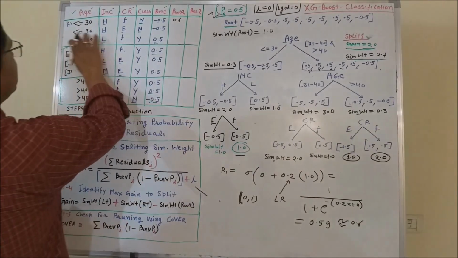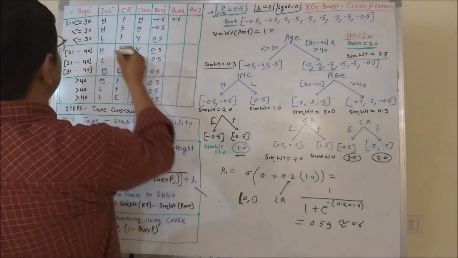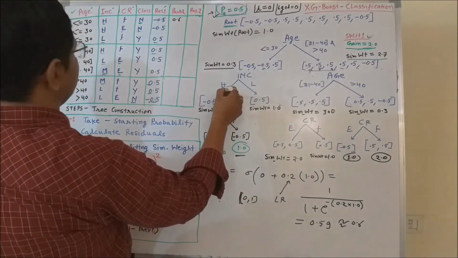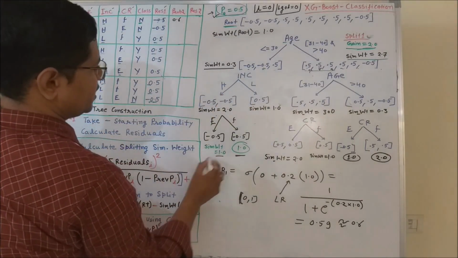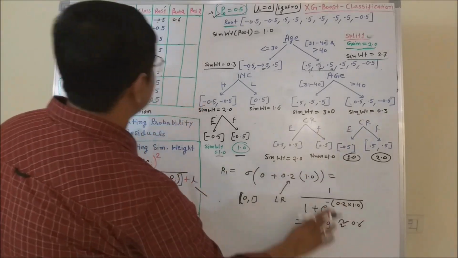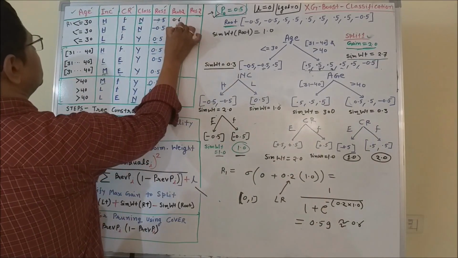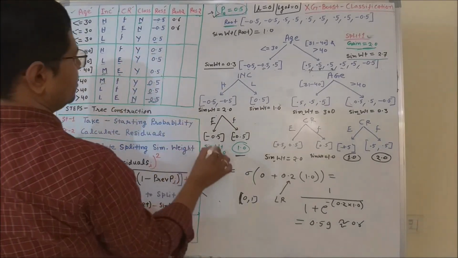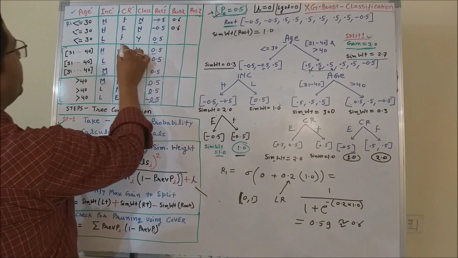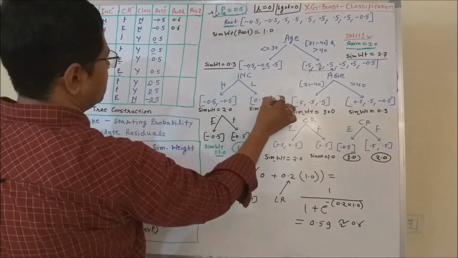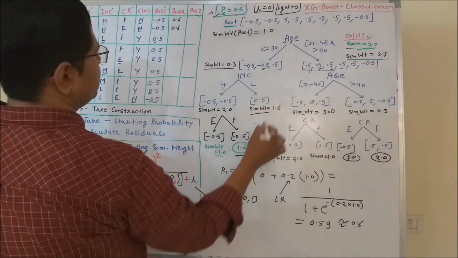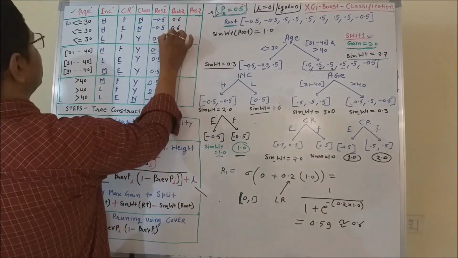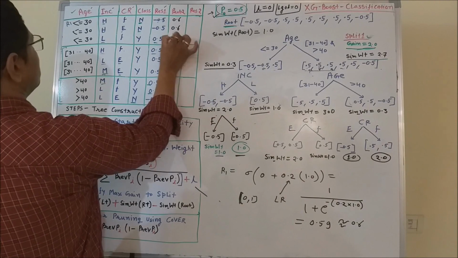Similarly, when you take this record, age less than 30, income is high, credit rating is excellent, you will again get the same. So you have to do the same computation and you will get the probability 0.6. For age less than or equal to 30 and income equal to low, you will get the similarity weight equal to 1. So again the similarity score computation will give you the same value.